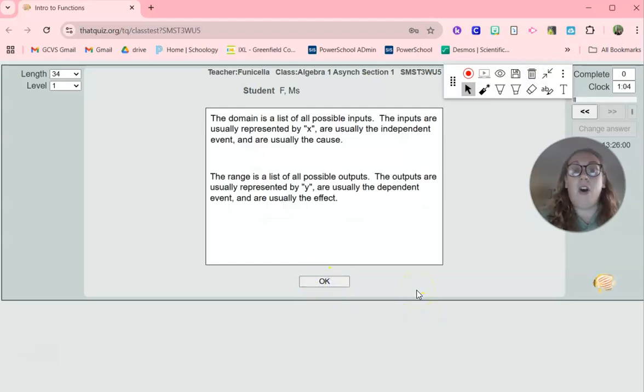The domain is the list of all possible inputs. The inputs are usually represented by x, and they are the independent event and are usually the cause. The range is all of our outputs. They are usually represented by y, and they are all of the dependent events and are usually the effect. Right? We plug something in, we get something out. Cause and effect. Go ahead and hit OK when you're ready.